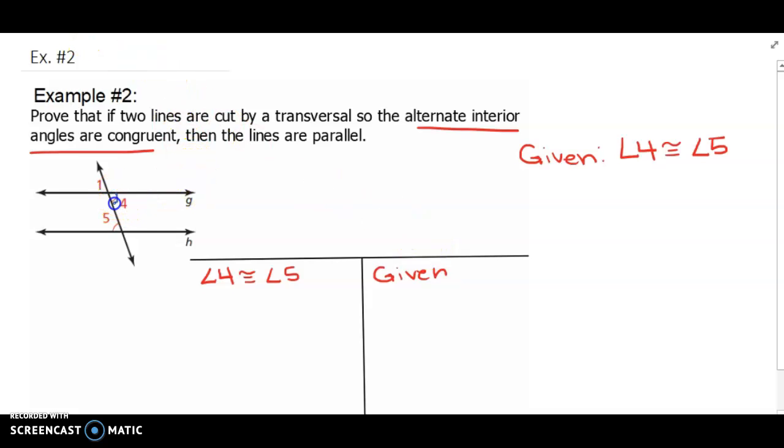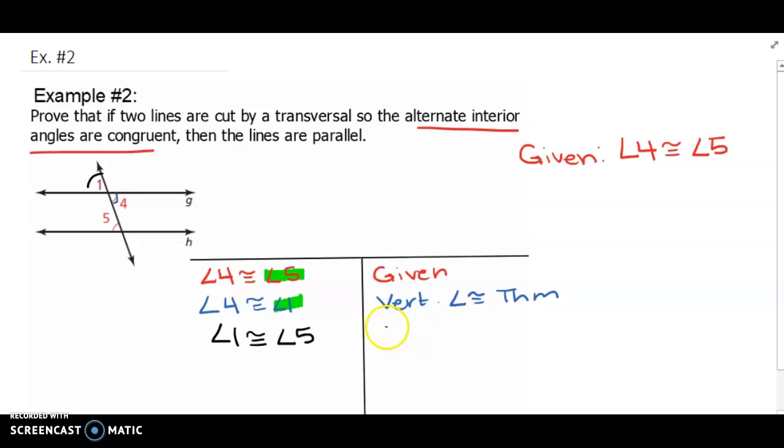Now, we can also tell that angle 4 is congruent to angle 1 by the vertical angle congruence theorem. So if angle 4 is congruent to angle 5, and angle 4 is also congruent to angle 1, that means that angle 1 has to be congruent to angle 5 by the transitive property of equality, or if you like to use substitution, you can use substitution there too.